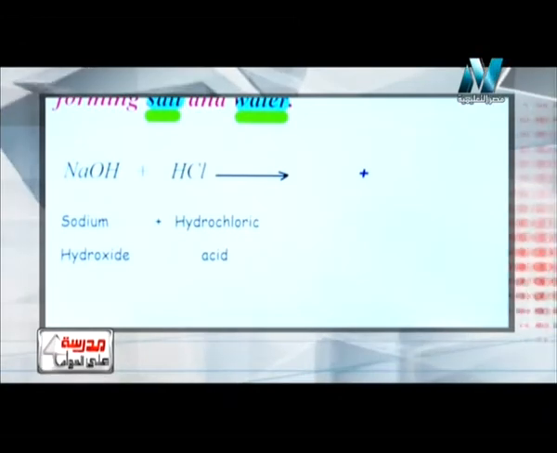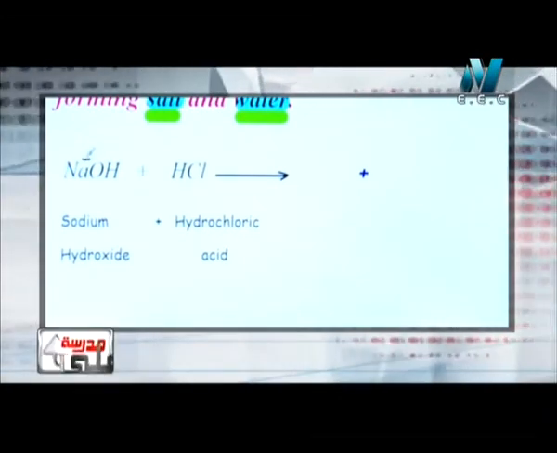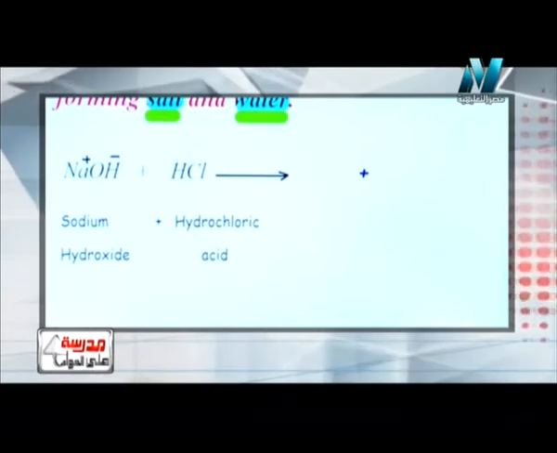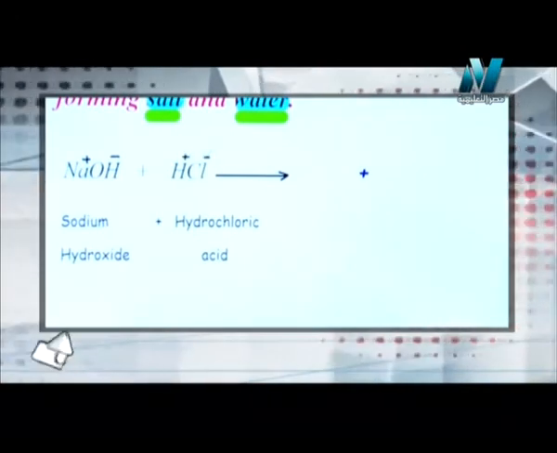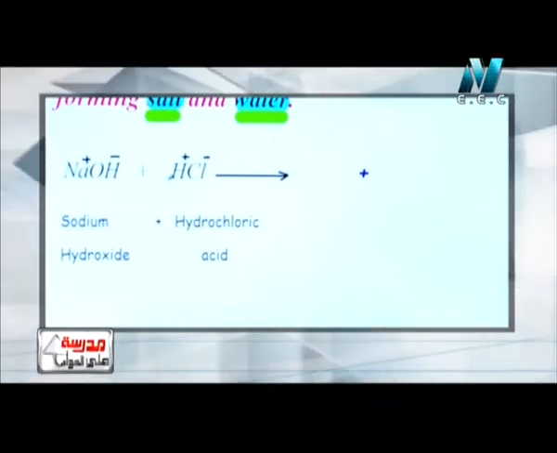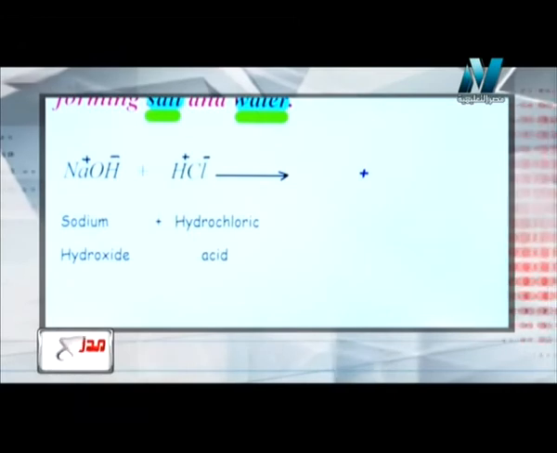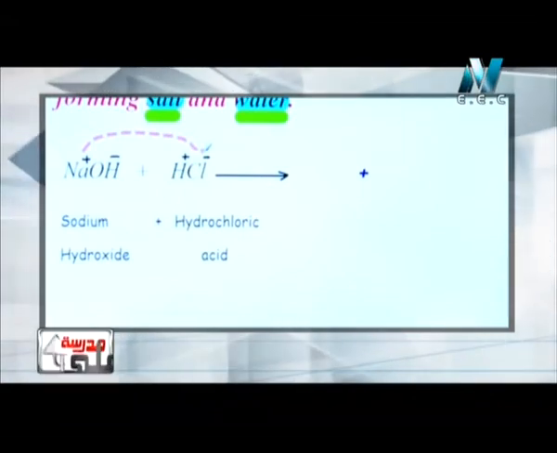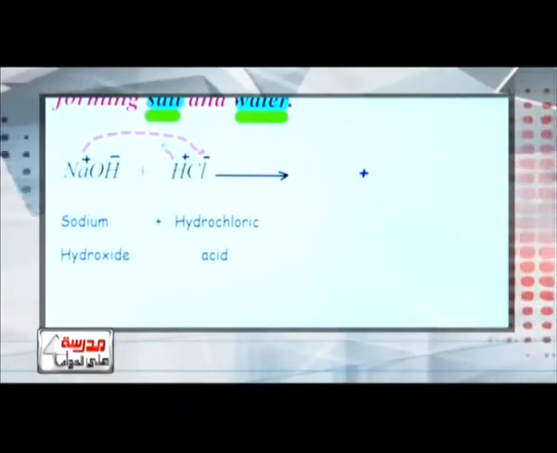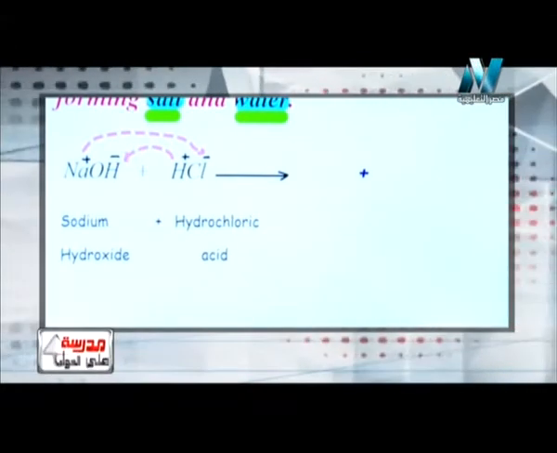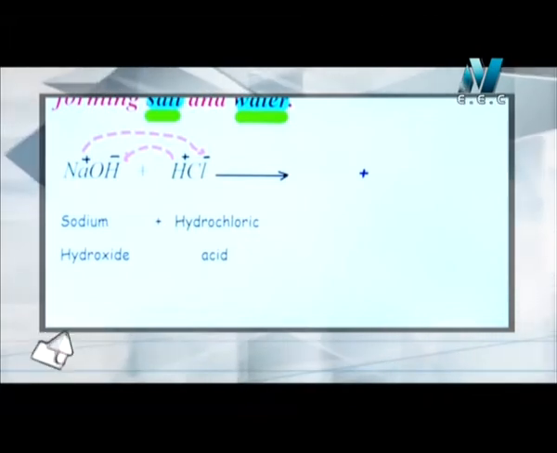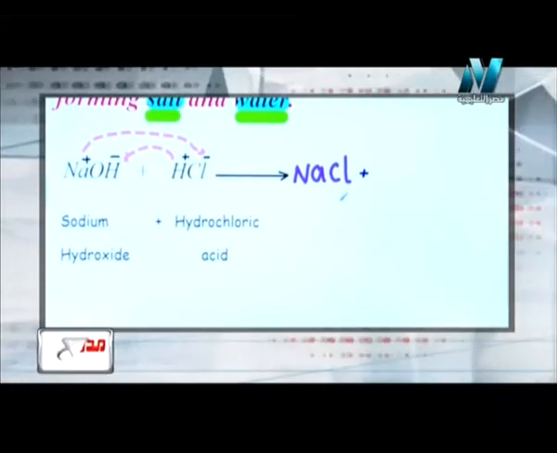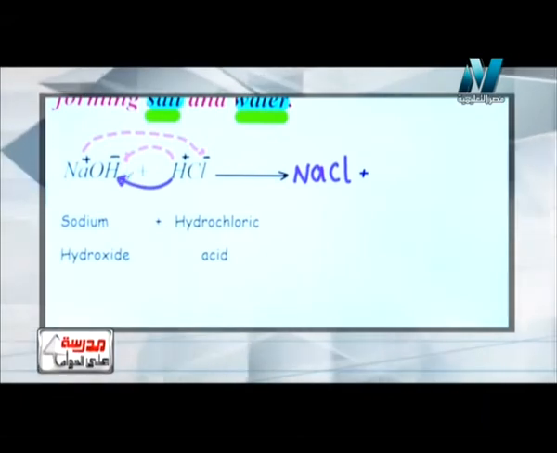As we have here a neutralization reaction: NaOH, sodium hydroxide, sodium positive, hydroxide negative, and HCl, positive and negative. The left side is positive, the right side is negative. So sodium will combine with chloride, positive with negative, and H will combine with OH. So here we have NaCl, sodium chloride, and HOH.